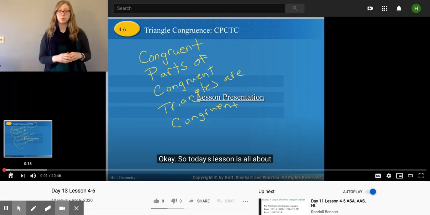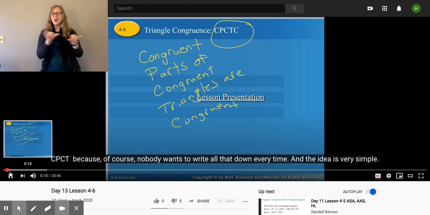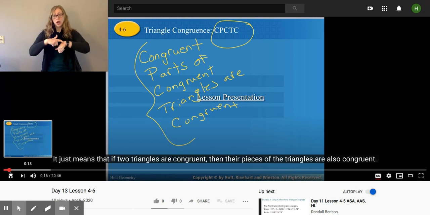Okay, so today's lesson is all about congruent parts of congruent triangles are congruent. And we shorten that using CPCTC because, of course, nobody wants to write all that down every time. And the idea is very simple. It just means that if two triangles are congruent, then their pieces of the triangles are also congruent.